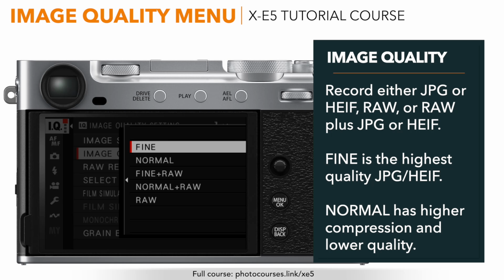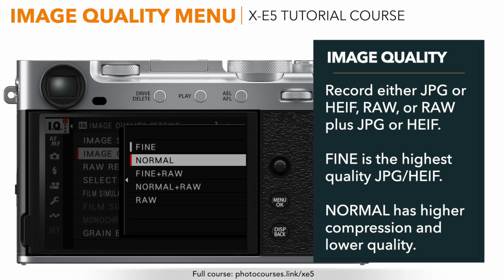When you choose a JPEG or HEIF file, you'll set the quality of that file. Fine is going to be the highest quality. It's not going to be compressed very much, so you'll get a higher quality photo, but also a larger file size. Normal is going to be compressed even more, so more information is thrown away. It's going to be a lower quality, but a smaller file size, so you can fit more of them on a memory card.